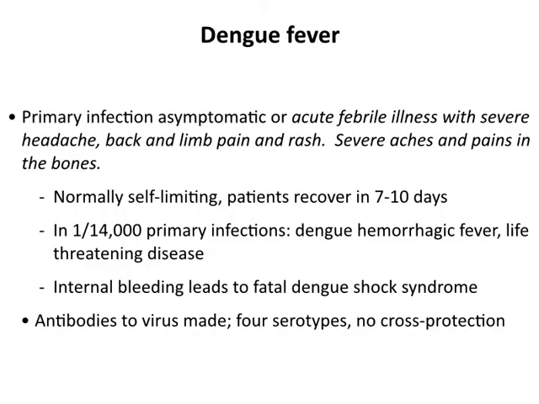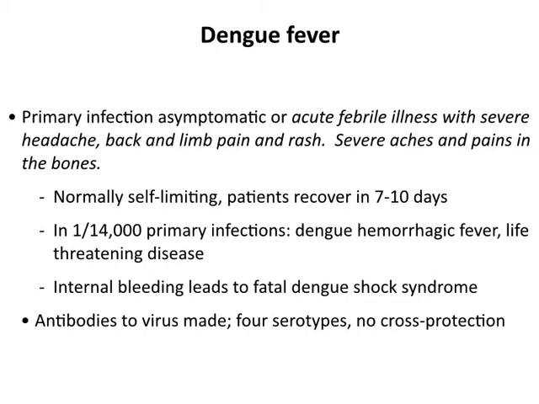So what happens when you get dengue? You get this typical virus infection, asymptomatic or acute febrile illness, and then you get the headache, back and limb pain, and a rash. And usually you recover in a week or 10 days, but sometimes you can get a very serious disease, 1 in 14,000 infections. You get hemorrhagic fever where your capillaries start to break and leak blood, and you can get shock and die. And so you can get this infection if you go to the Caribbean on vacation. It happens all the time. People come back to New York and they get this within a week or so. They get terrible pains in their bones.